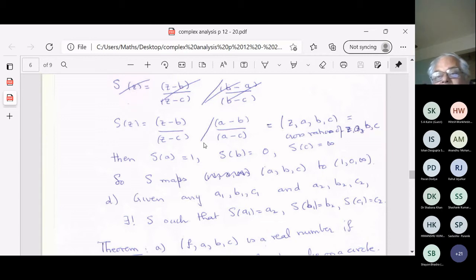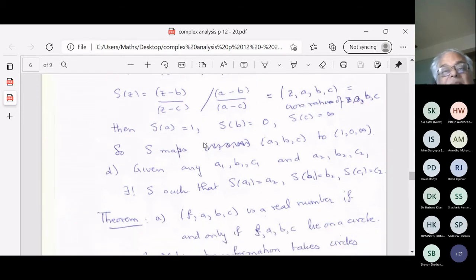So I have this 1, 0, infinity, and you're given any 3 points A, B, and C. There exists a unique map which takes A, B, C to 1, 0, infinity, which is this map. Given A, B, C, look at the unique map S which takes A, B, C to 1, 0, infinity. The image under that unique map of any point Z is called the cross ratio. Have I written that down?